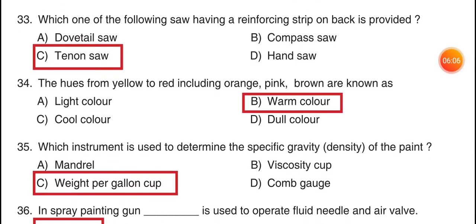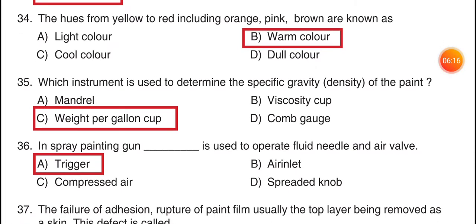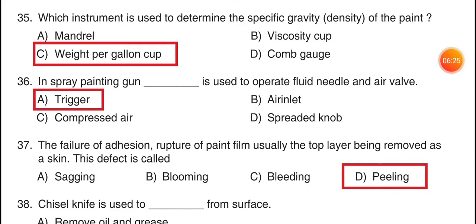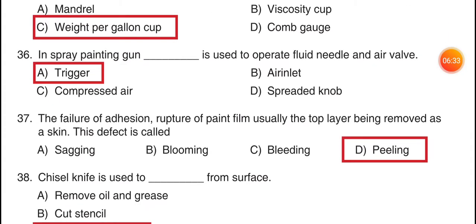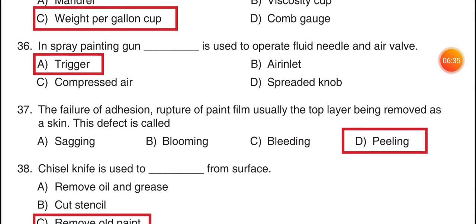33. Which one of the following saw having a reinforcing strip on back is provided? Option C, tenon saw. 34. The hues from yellow to red, including orange, pink, brown, are known as. Option B, warm color. 35. Which instrument is used to determine the specific gravity or density of the paint? Option C, weight per gallon cup.